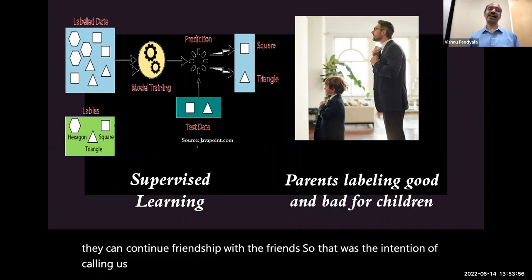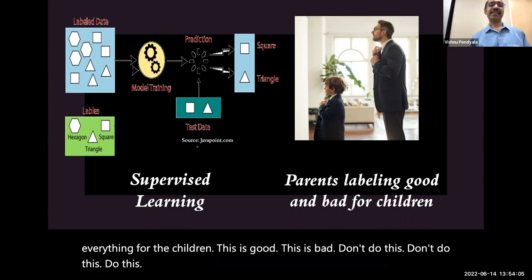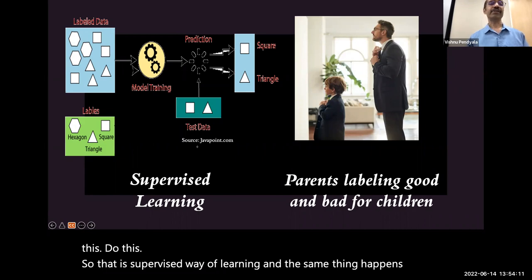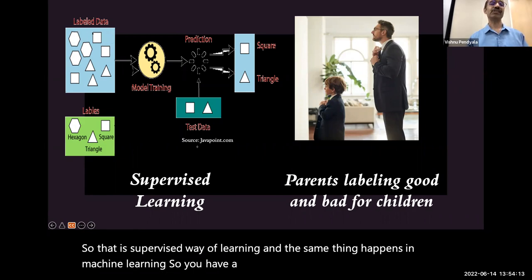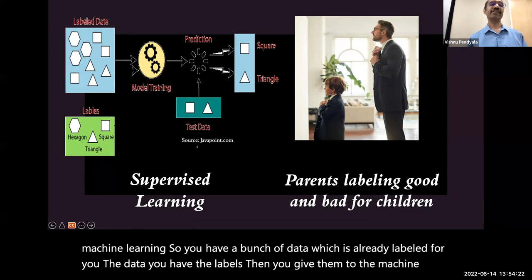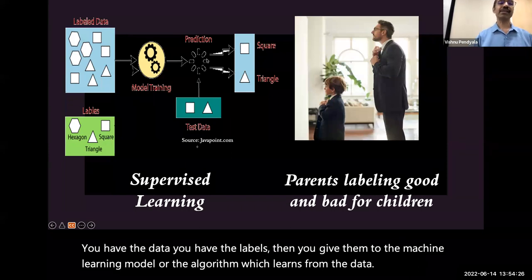Parents have the habit of labeling everything for the children. This is good, this is bad, don't do this, do this. So that is the supervised way of learning. And the same thing happens in machine learning. You have a bunch of data which is already labeled for you. You have the data and the labels, then you give them to the machine learning model or the algorithm, which learns from the data, and then you come up with a prediction.